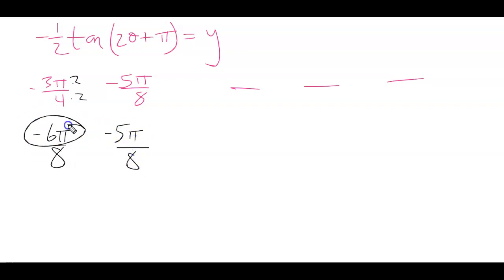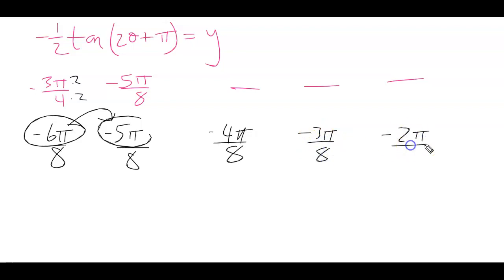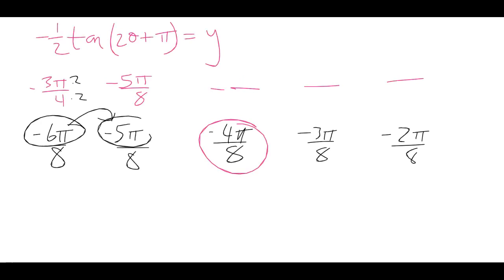Well, as you can see, my numerators are going up by 1. If I'm going from negative 6 to negative 5, I'm going up. So the next ones would be negative 4 pi over 8, negative 3 pi over 8, and negative 2 pi over 8. But now I'm going to go ahead and reduce those. So this one, let me back up a little bit, reduces to negative pi over 2. I can reduce it by 4. The next one does not reduce. The last one reduces to pi over 4.